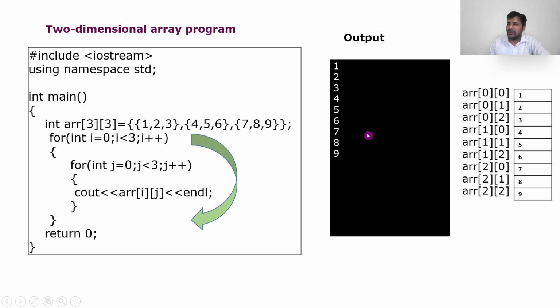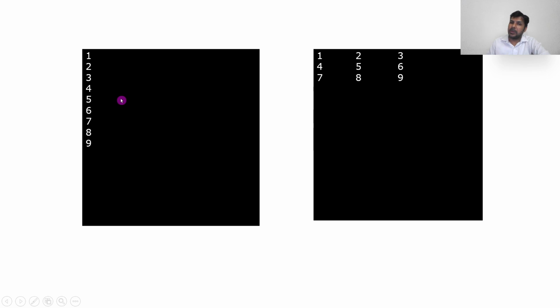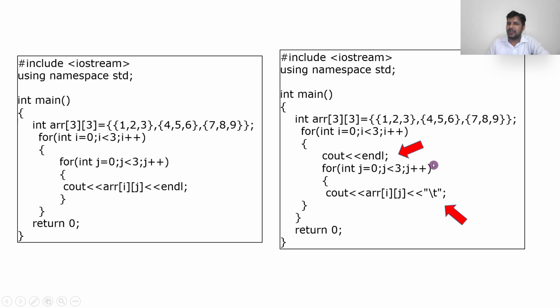Okay, but actually we don't want it like this, we want it in matrix form. So to make the column data, or vertical data, into the form of a table, we have to use a small technique. What is that? endl in between the loops. That means every time j completes a rotation, it should go to the next line. And tab, instead of printing a new line after each print, where we had kept endl, right? So instead of endl here, I have changed it to here, and here I have kept a tab.